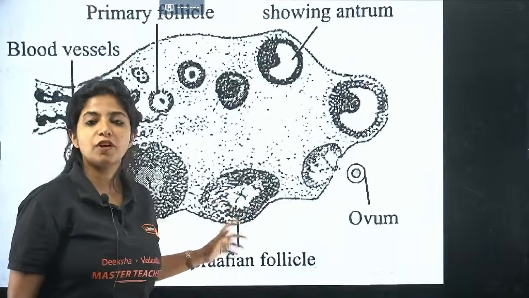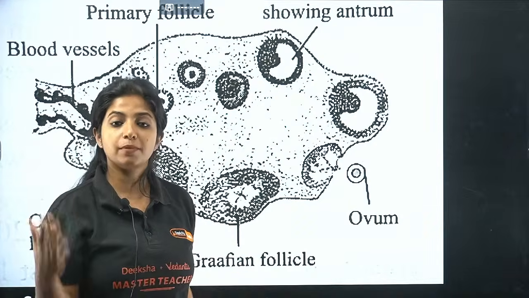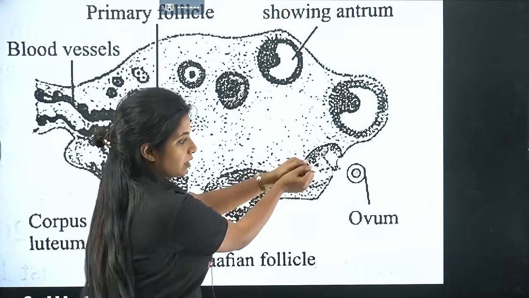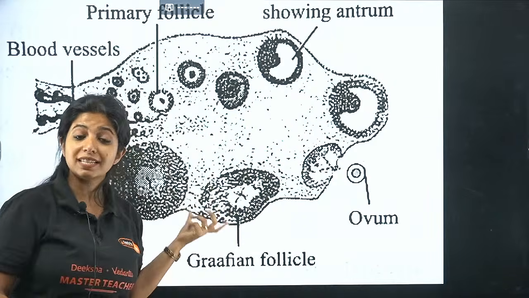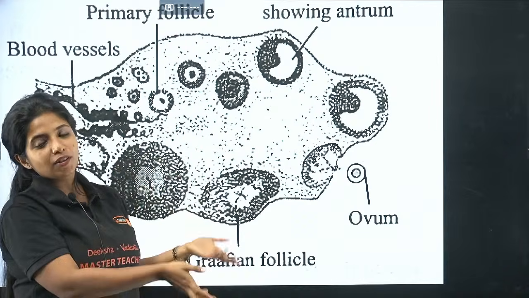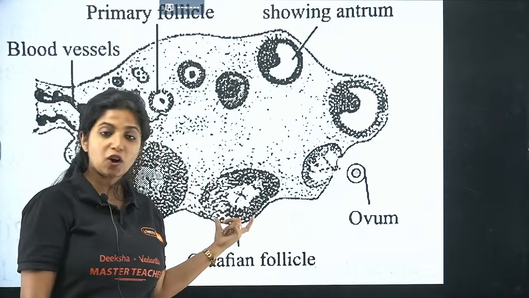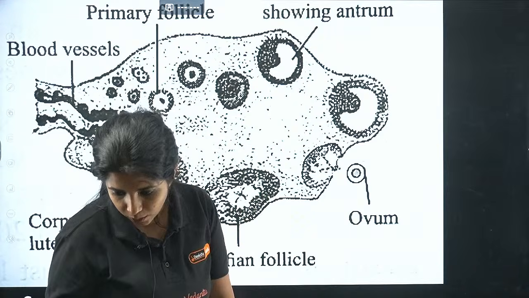After the ovum, how does it form the Graafian follicle back? It cannot happen. The Graafian follicle ruptures, you get the ovum. Whatever is left behind is known as corpus luteum. And then later on, the corpus luteum is going to degenerate into corpus albicans. So this has to be corpus luteum, not this thing.